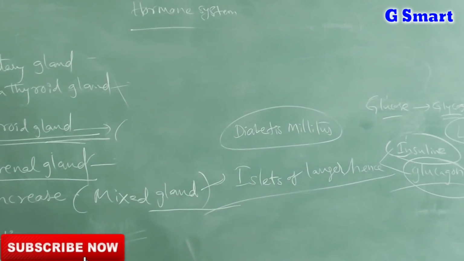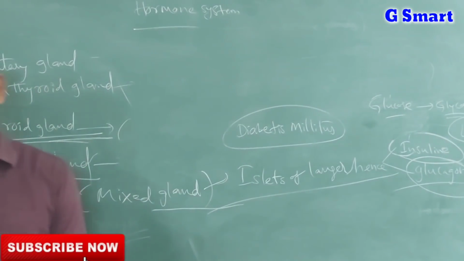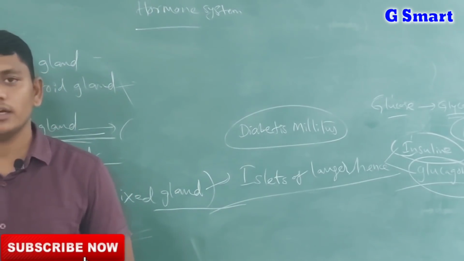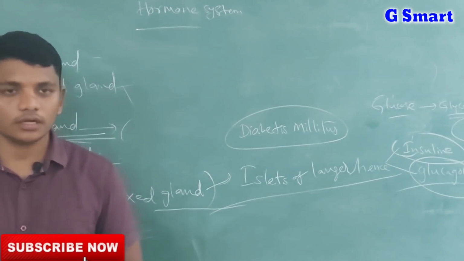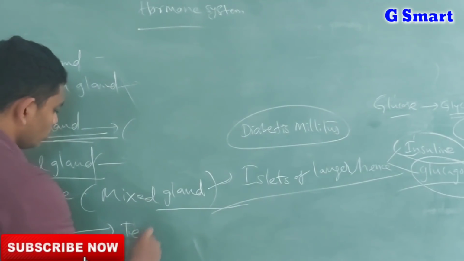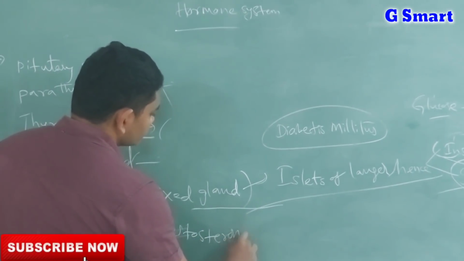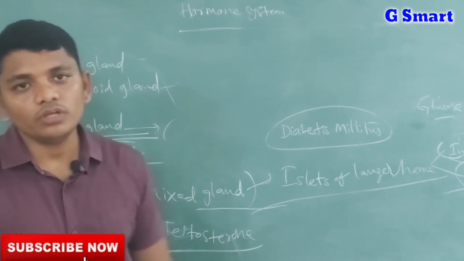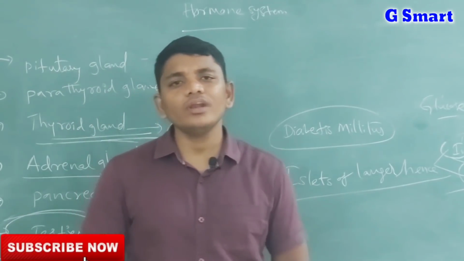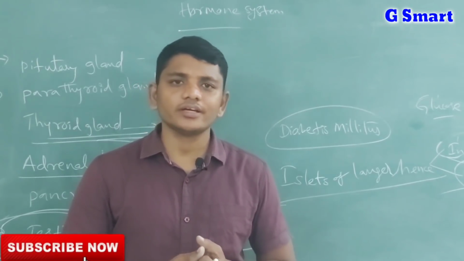Okay, let us discuss the testis. You know, the testis appears only in males. It is located in the scrotal sac. This testis releases the testosterone hormone. Testosterone is released by the testis, and it promotes the primary and secondary sexual characters in the male.